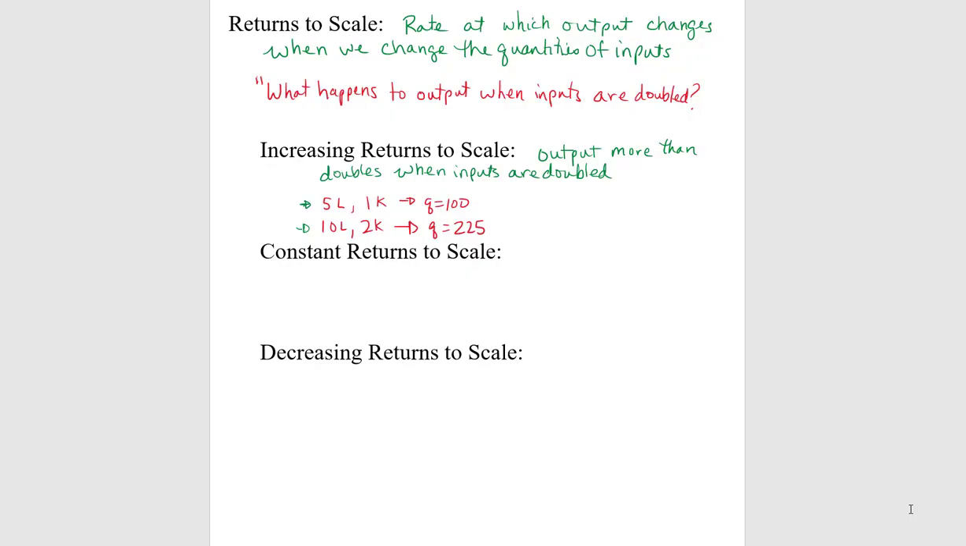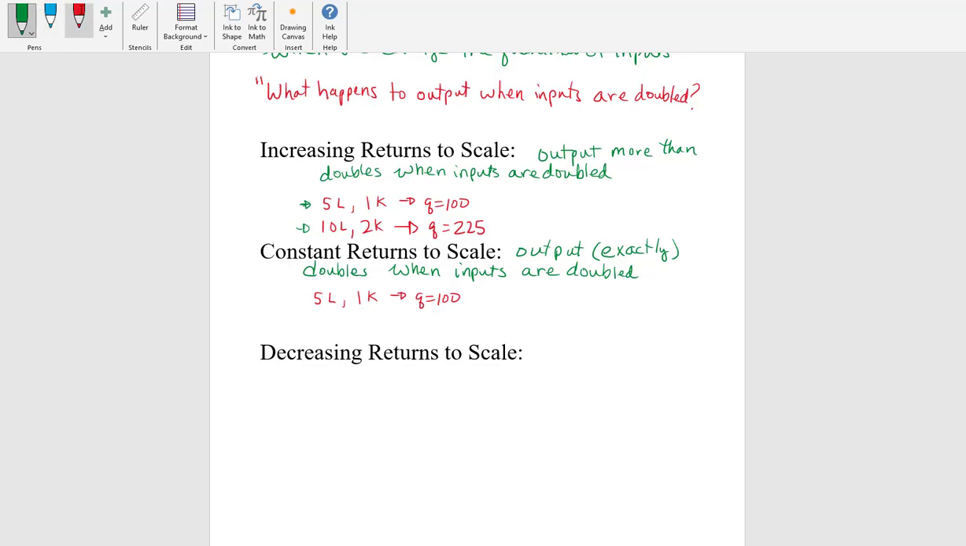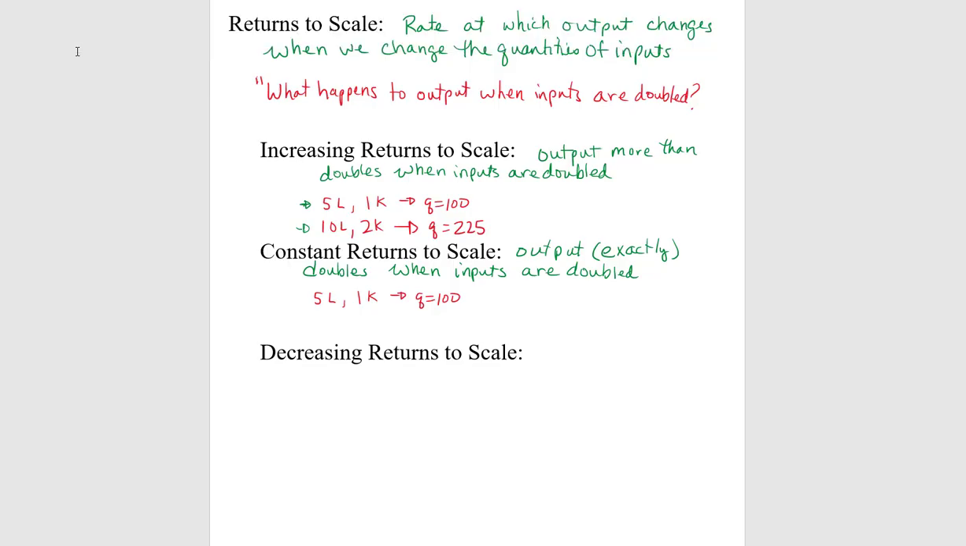Double would be exactly 200. So let's pretend that would be 225. This would be increasing returns to scale. For constant returns to scale, output exactly doubles when inputs are doubled. So we had 5 labor and 1 unit of capital. We get 100 units of output. For 10 units of labor and 2 units of capital, we get 200 units of output. So it's a constant increase.